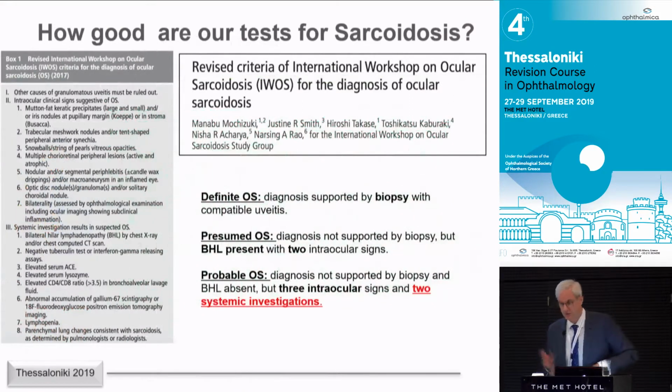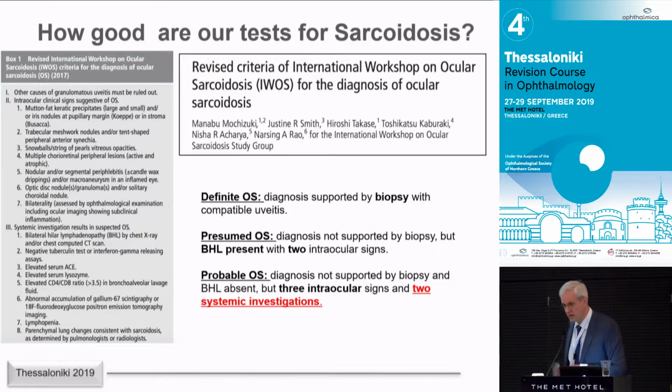What about sarcoidosis? I've chosen sarcoid because it's a very common condition. We see a lot of manifestations in the uveitis clinic. We do a ton of tests, and how good are they? These are the revised diagnostic criteria for ocular sarcoid. Narsing Rao's group published them a couple of years ago.